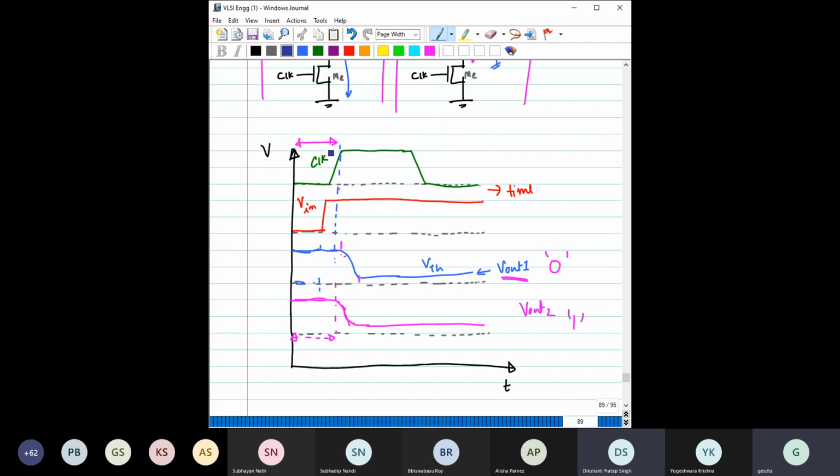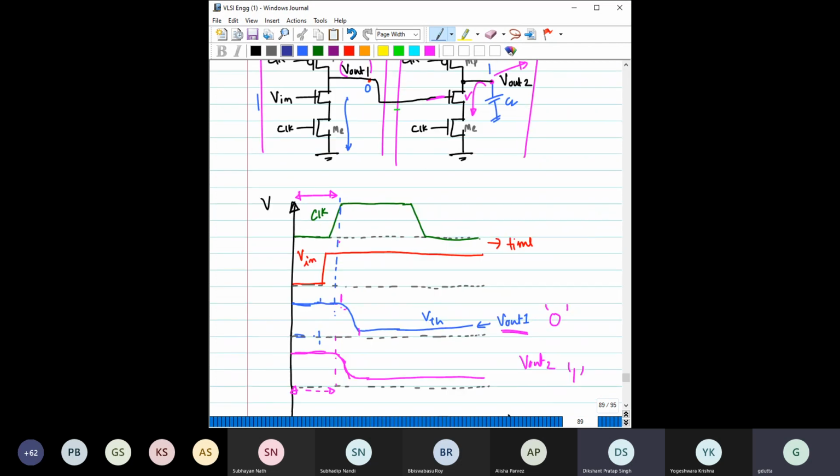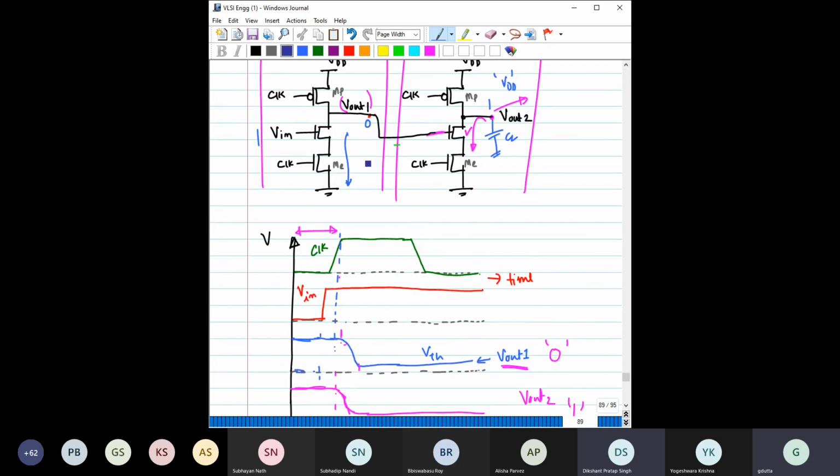And during this pre-charge, let me put it this way. Here we have two outputs, output 1 and output 2. So during pre-charge, what will happen? This PMOS will turn on for both, and it will charge the output capacitor here and this one to VDD. So during the pre-charge state, both output 1 and output 2 will become close to VDD.